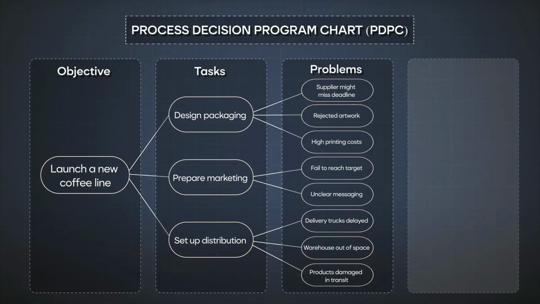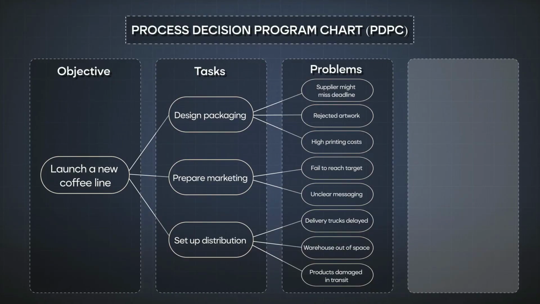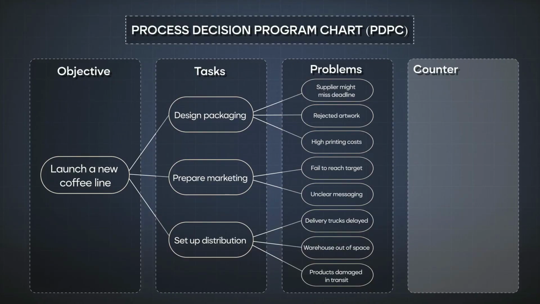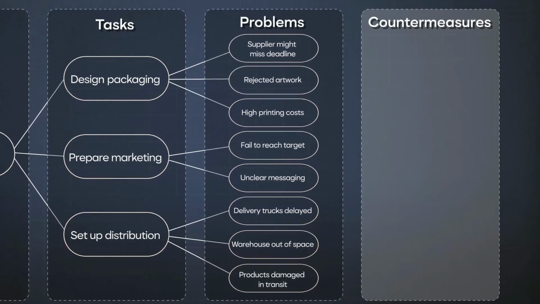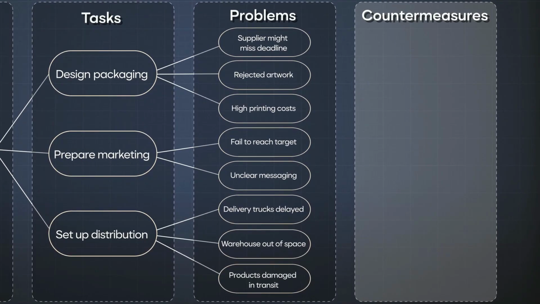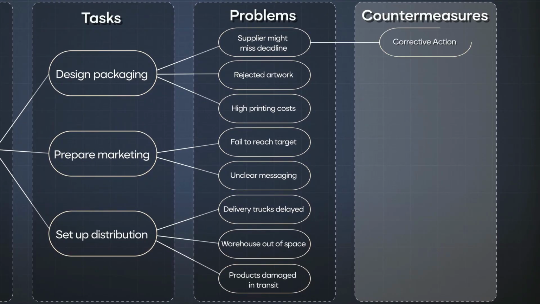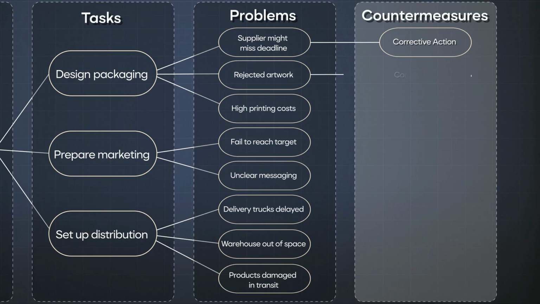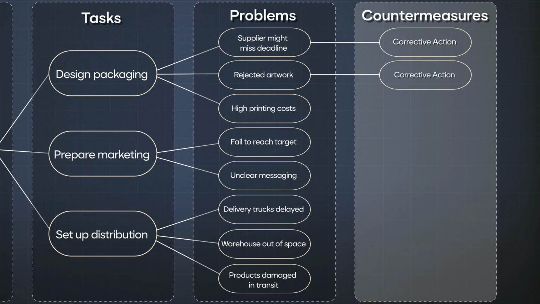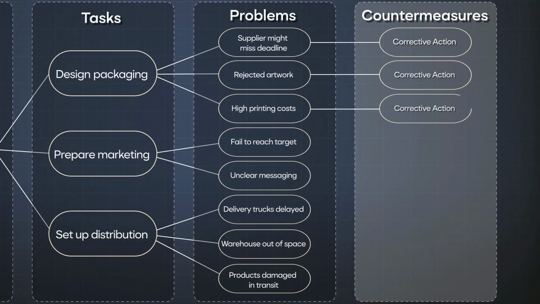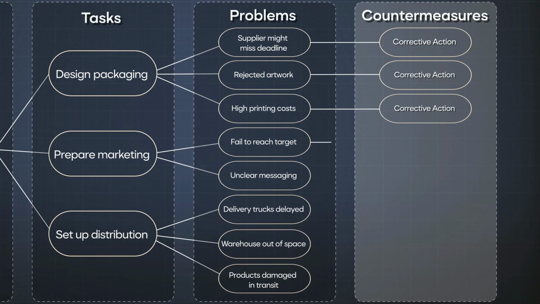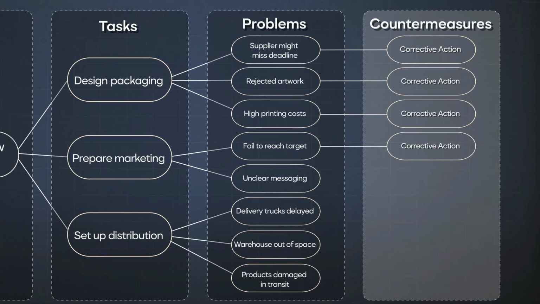Once you've identified these potential failure points, you list countermeasures, concrete actions you can take before things actually go wrong. Actions like securing a secondary packaging supplier as backup. Conduct small-scale focus groups to validate your marketing message. Or work with multiple logistics partners to reduce the risk of bottlenecks. And add extra quality checks before shipping to reduce damage rates.